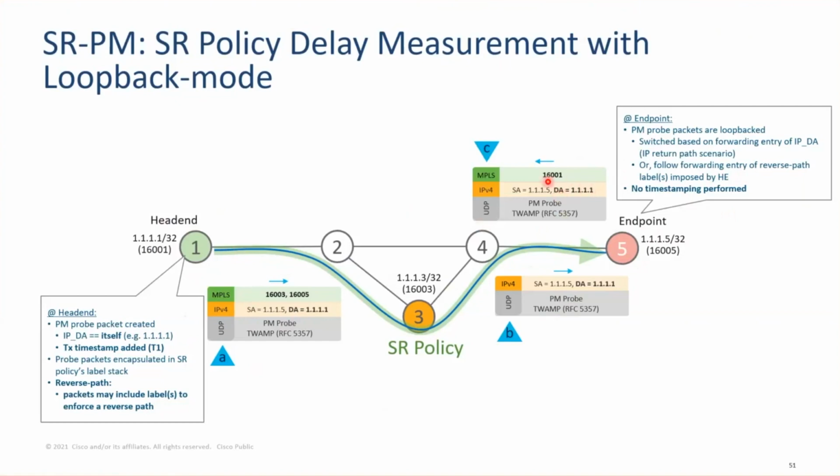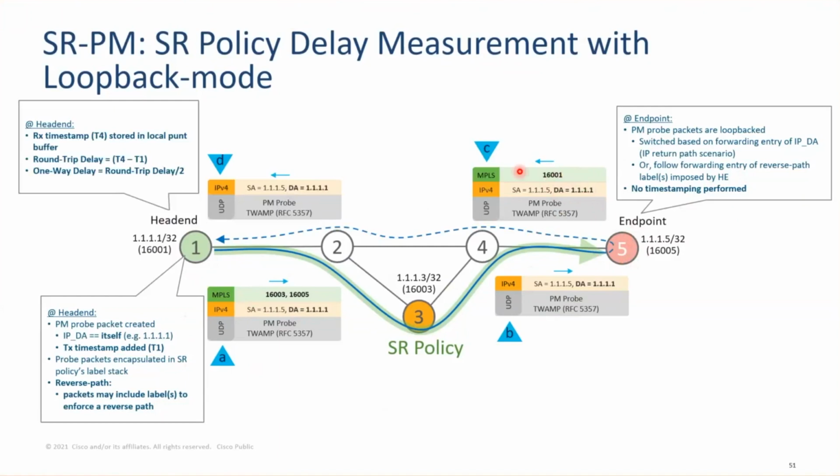If we see that it has a label, this is the label that corresponds to the destination address. So node number 5, after looking at the IP address of the destination, actually ends up following a push of the label corresponding to node 1, in this case 16001. The packet is switched by the network with that label, and it arrives at node number 1. At that point, the head end is going to receive the packet and collect what we call timestamp number 4, and that timestamp T4 will be stored in the local buffer. With T4 and T1, the head end can actually compute a round-trip delay estimation, T4 minus T1, and it can also estimate the one-way delay, dividing that round-trip delay by 2.